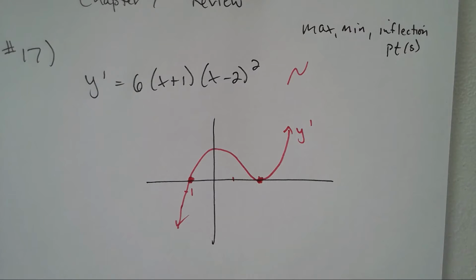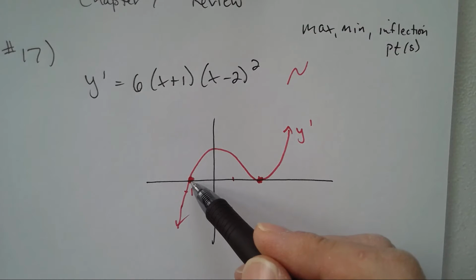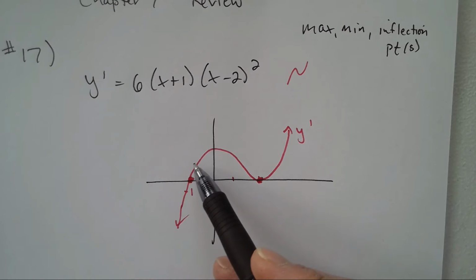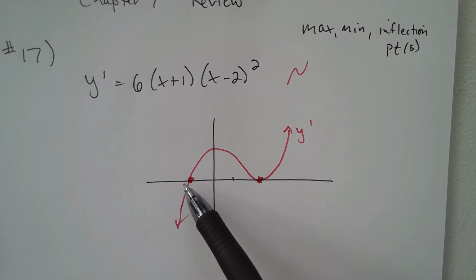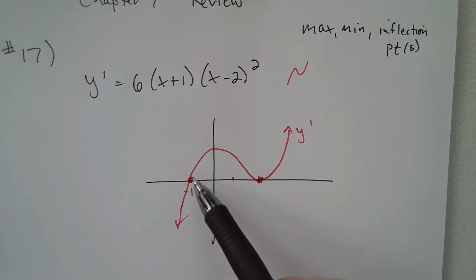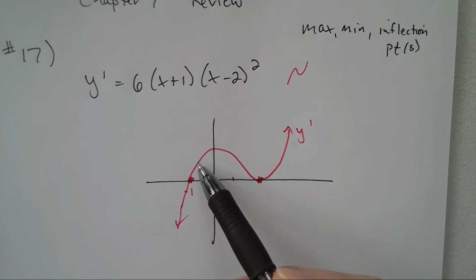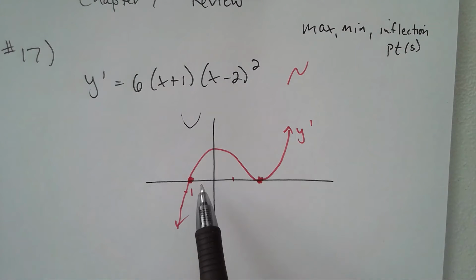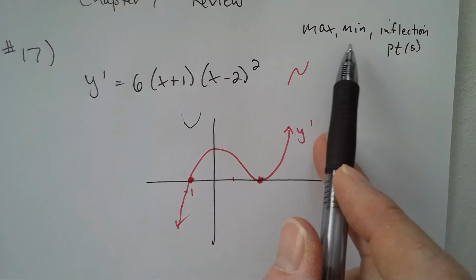Alright, so what happens at -1? Well, our derivative is negative, and then our derivative becomes positive. And right here, our derivative is 0. So if it's a negative derivative, that means it's decreasing. The original is decreasing, and then it's increasing. So if something decreases and then increases, we have a minimum. So there's a minimum at x equals -1.